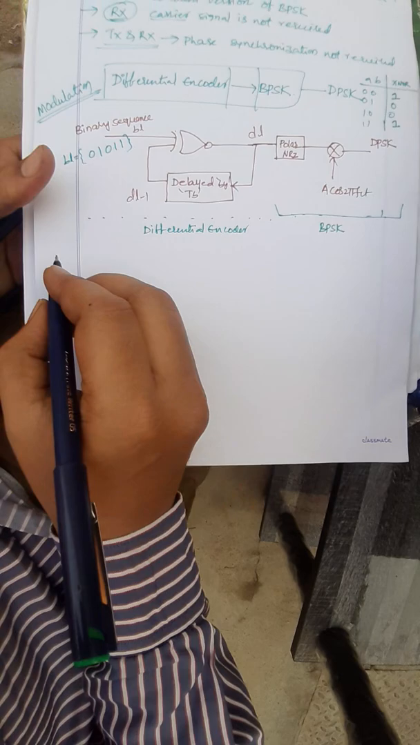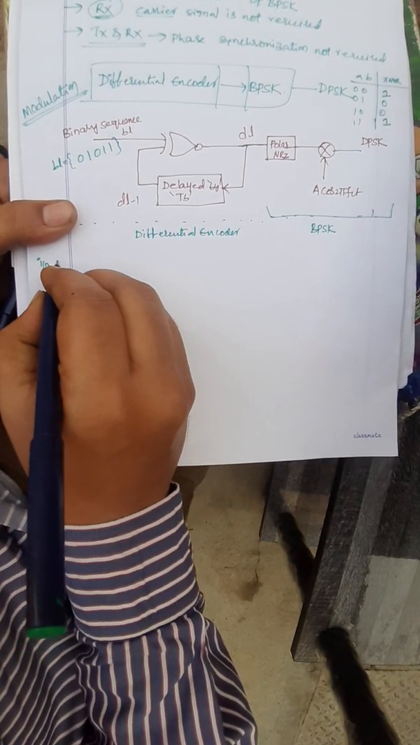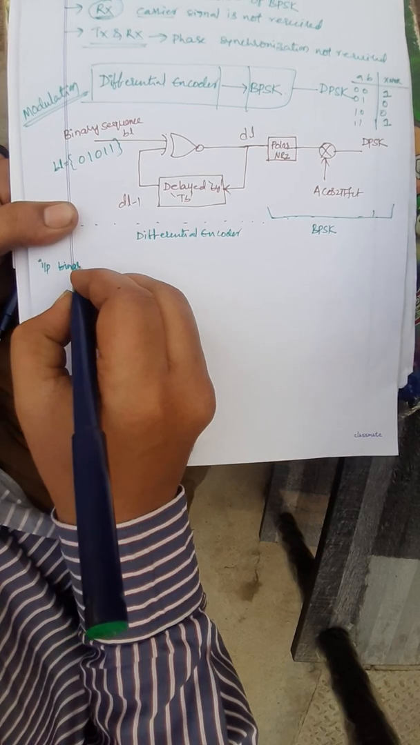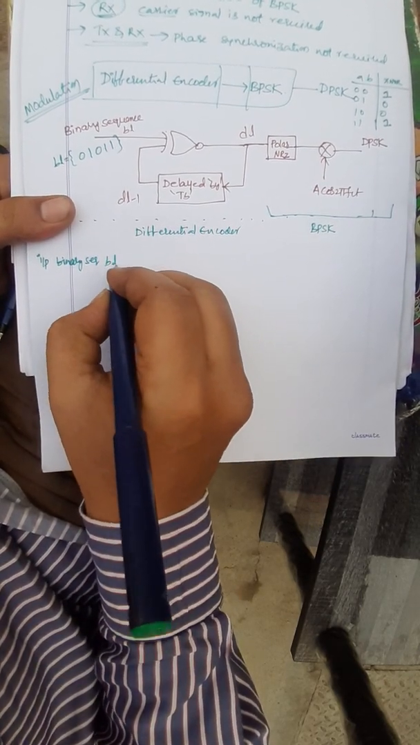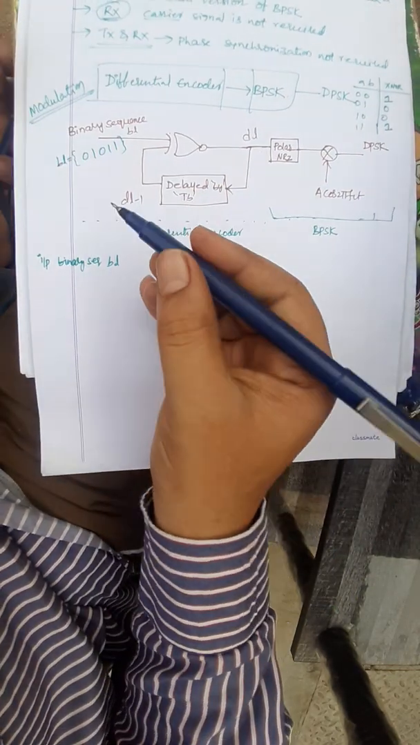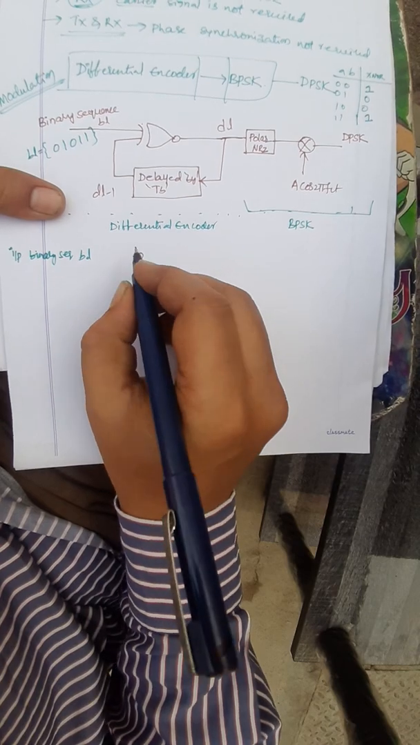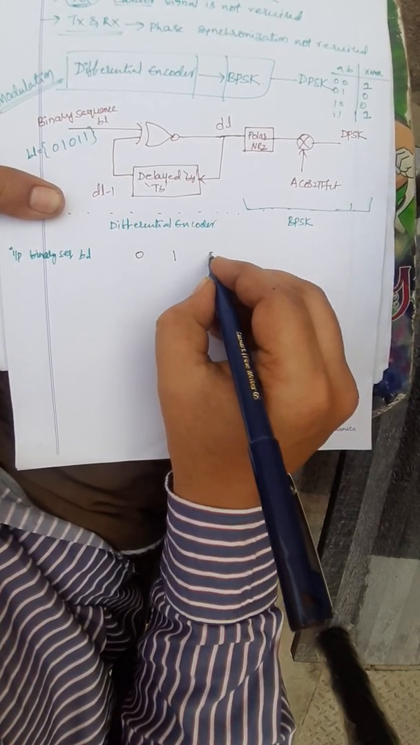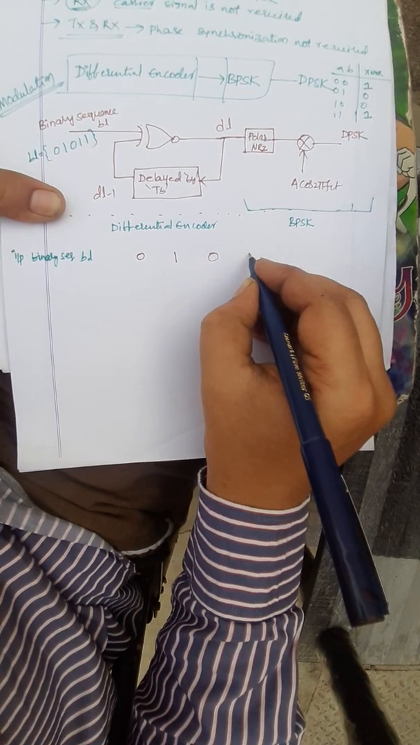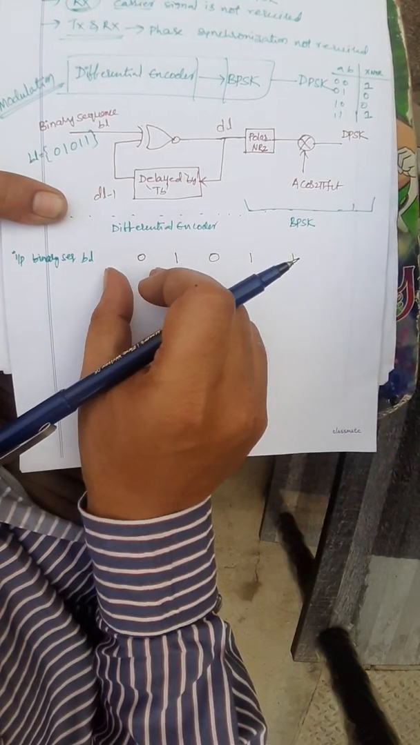Now first here I want to write the input binary sequence BL. Input binary sequence BL is: first bit 0 is transmitted at TB duration, second bit 1, 0 1 1. Every TB duration only one bit is transmitted.